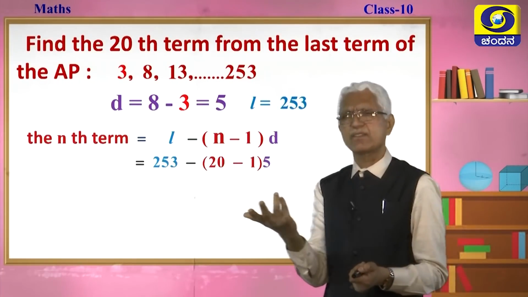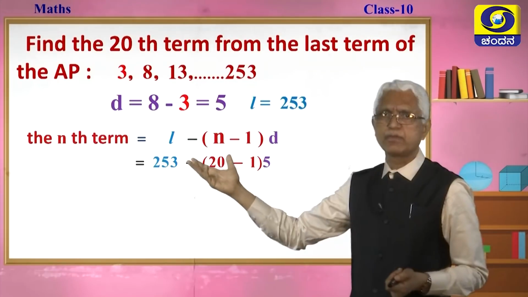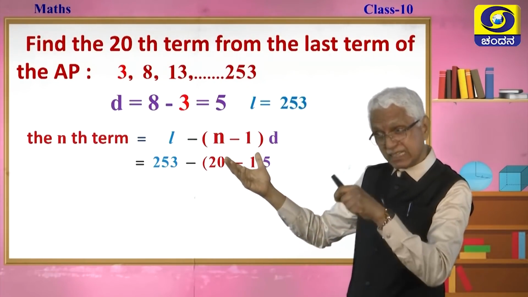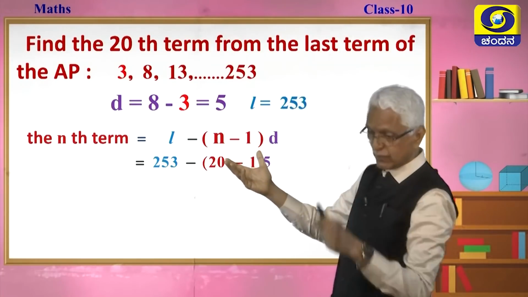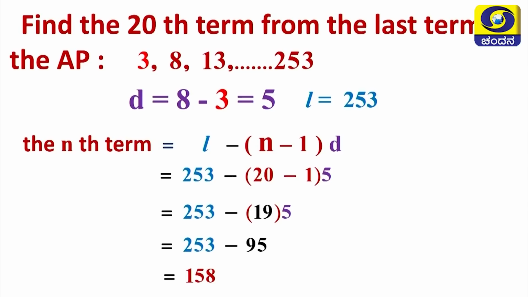Now, it is only a matter of substitution, nothing great in it. L is 253, please put 253, right? Minus, you want the 20th term from the end, 20th term from the last term. Therefore, n is 20. Substitute 20 minus 1 into d. What is the common difference? d is 5. From here it is just simple calculation. 253 minus (20 minus 1) is 19. 19 times 5 is 95. 253 minus 95 is 158.